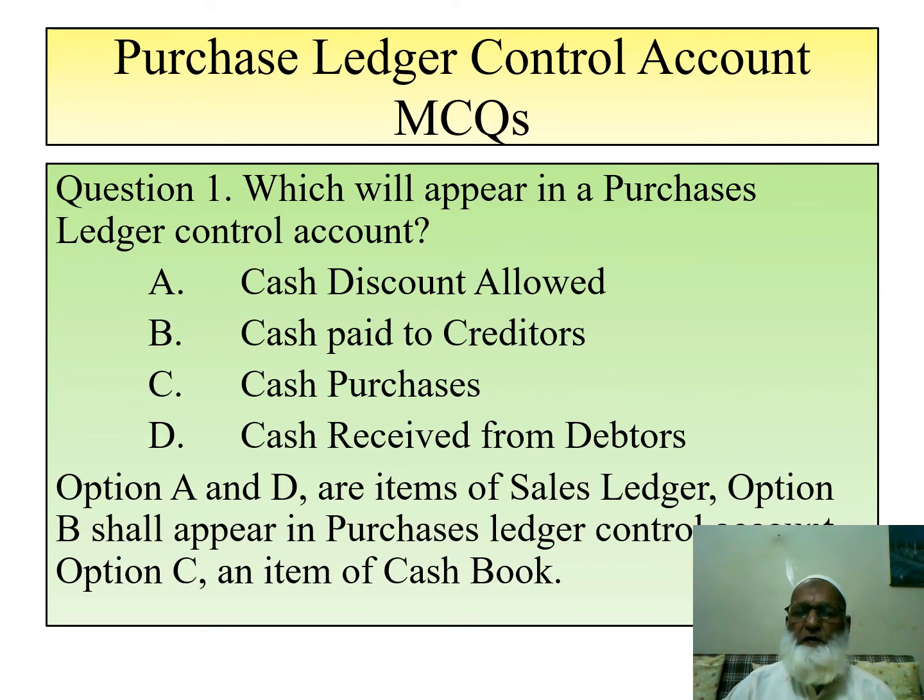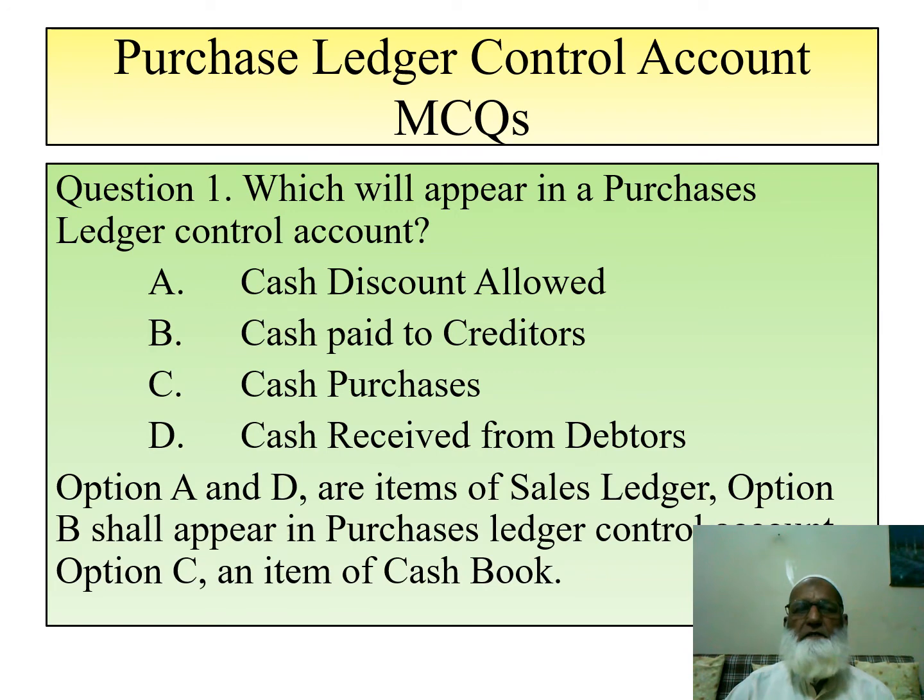Option B shall appear in purchases ledger control account: cash paid to creditors. The creditors mean accounts payable, the suppliers from which we have purchased the goods. Cash purchases is related to the cash book only. It's entered in the cash book.